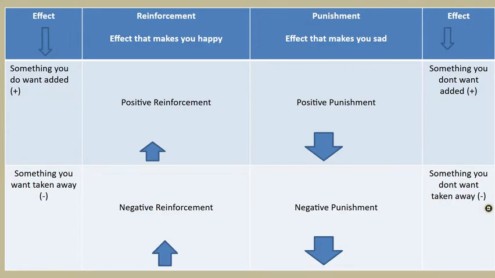Another type of reinforcement is negative reinforcement. This is where something is taken away that you want taken away that makes you happy. For example, let's say if you do all your homework in a semester and then your teacher takes away your lowest test score because you've completed your homework. That low test score, you don't want that anymore. And so the teacher taking that away makes you happy. So it's where something is taken away that you want taken away, and that outcome makes you happy.